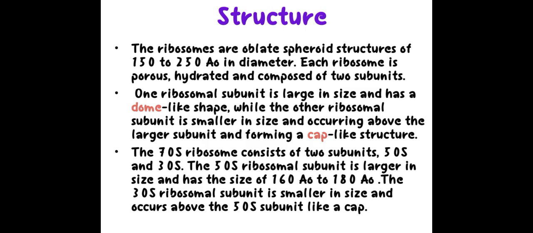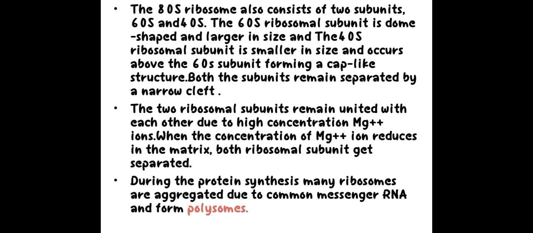One ribosomal subunit is large in size and has a dome-like shape, while the other ribosomal subunit is small in size and occurs above the larger subunit, forming a cap-like structure. This 70S ribosome consists of two subunits, 50S and 30S. The 50S ribosomal subunit is larger in size and has the size of 160 Å to 180 Å. The 30S ribosomal subunit is smaller in size and occurs above the 50S subunit like a cap.